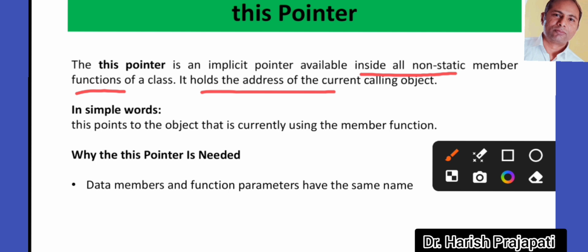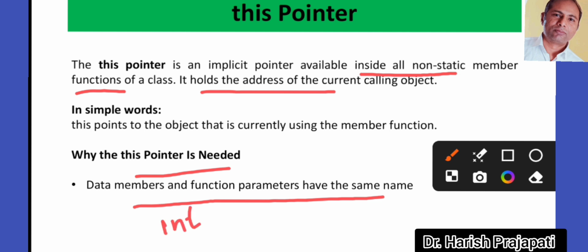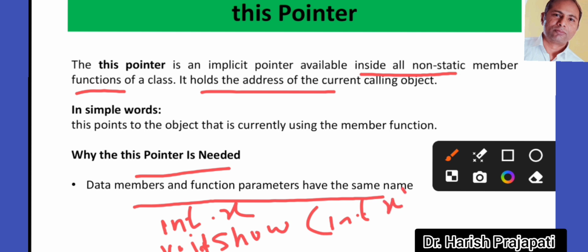So why is this pointer needed? Data members and function parameters have the same name. If we have a data member x, and we declare a function, and this function has a parameter, again x.